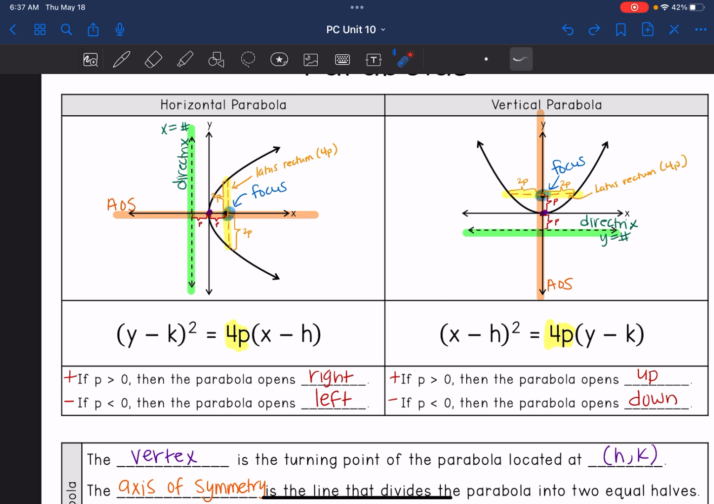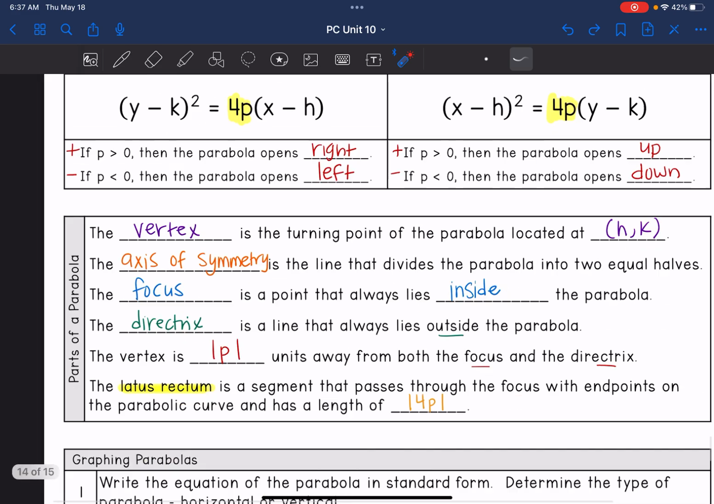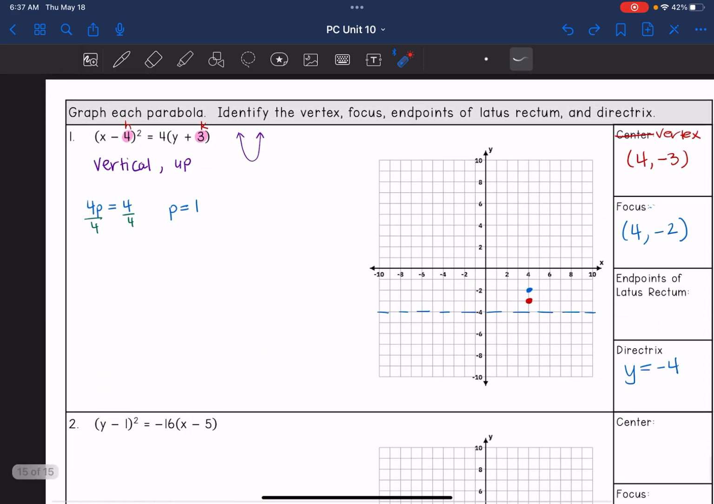Once you know what P is, you're going to go 2P up and 2P down, or in this case, 2P to the left and 2P to the right, because we have a vertical parabola this time around. So we need to know what 2P is. If regular P is 1, then 2P would equal 2, right? It doesn't really take much work to figure that one out.